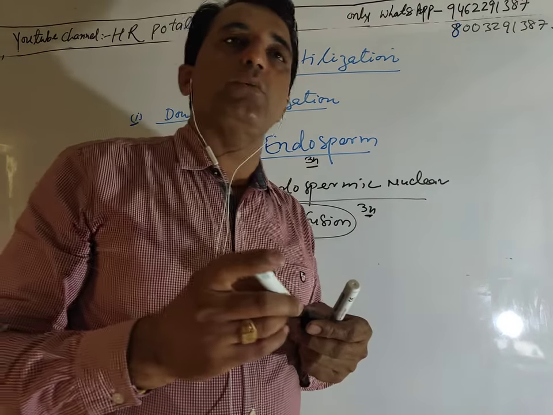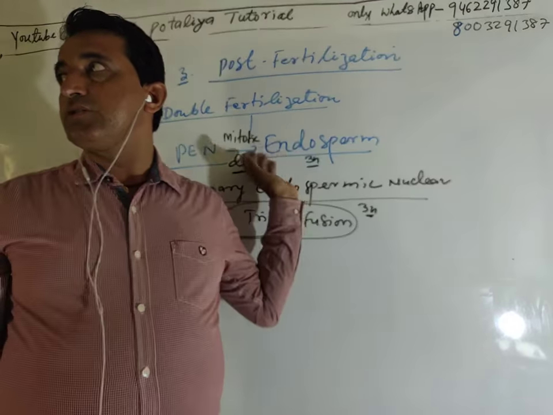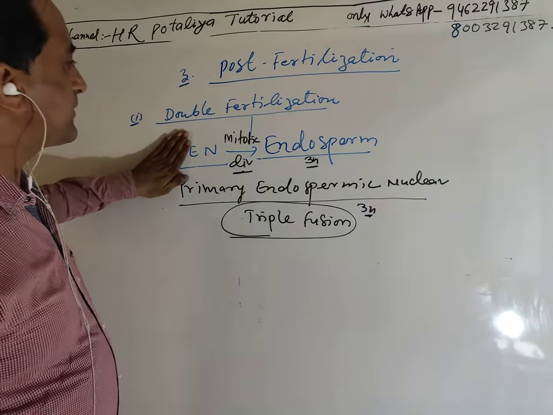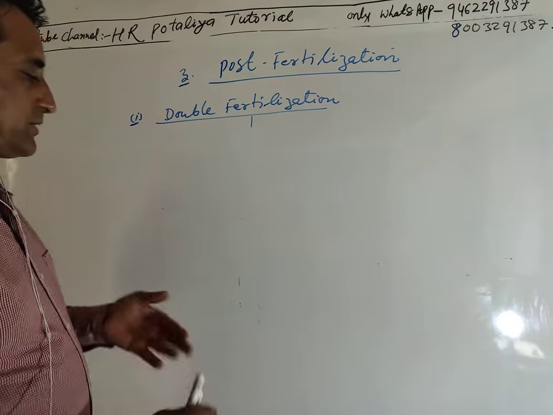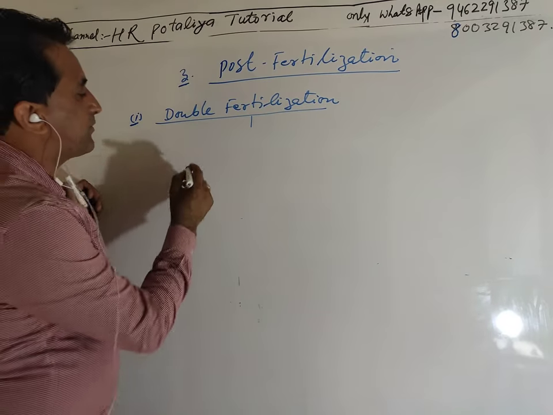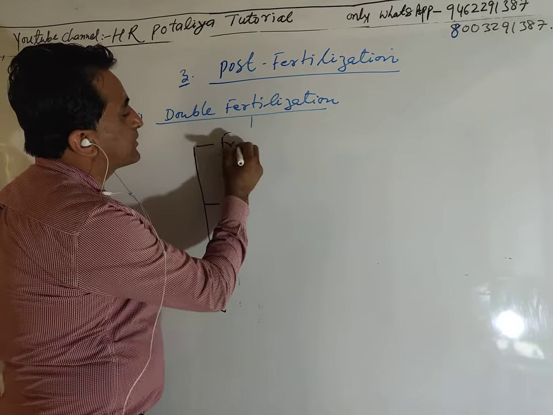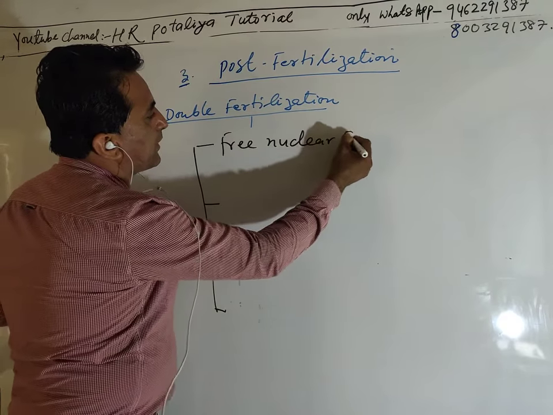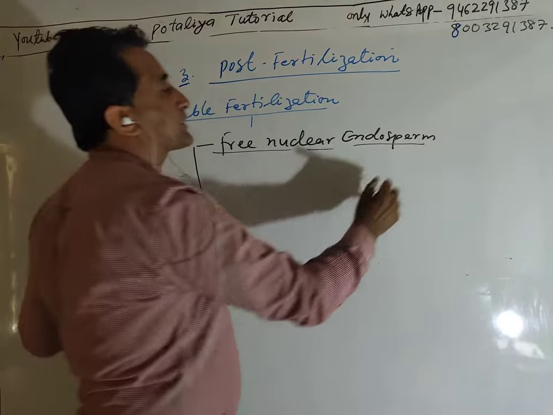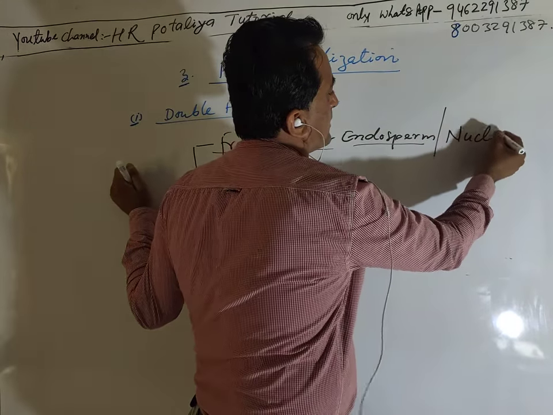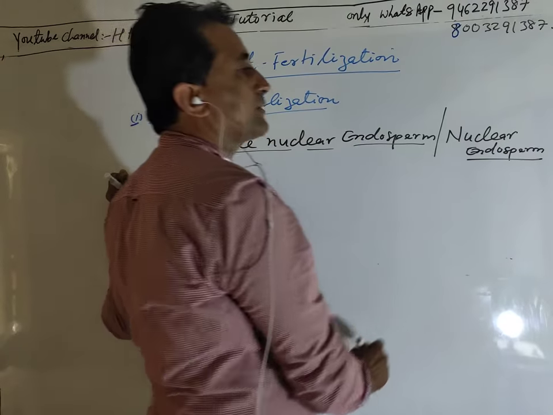Now in angiosperm plants, the developing endosperm is of three types. On the basis of development, first is free nuclear endosperm. In some textbooks it is called just nuclear endosperm. In nuclear endosperm, the part contains only nuclei.